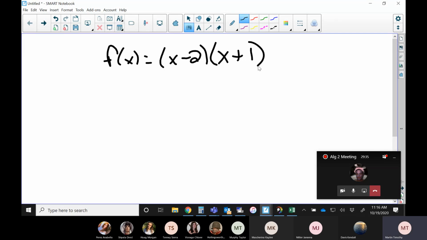That's what they're going to, if I give you something in factored form, that's what it's going to look like. It's already going to be factored for you. That's what factored form looks like. What is factored form good for? X-intercepts.